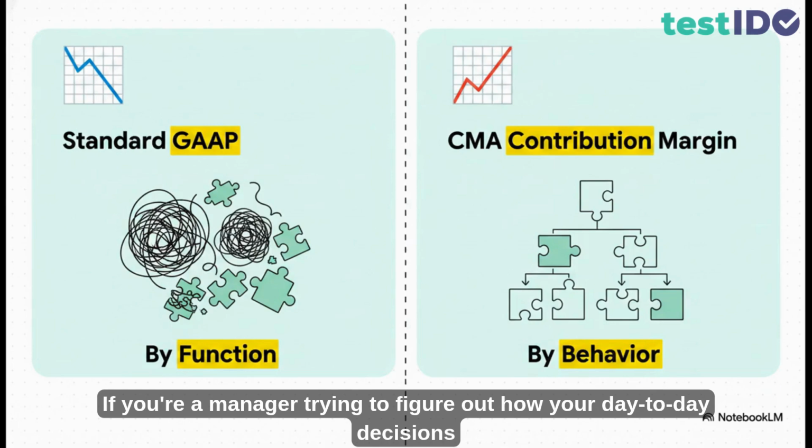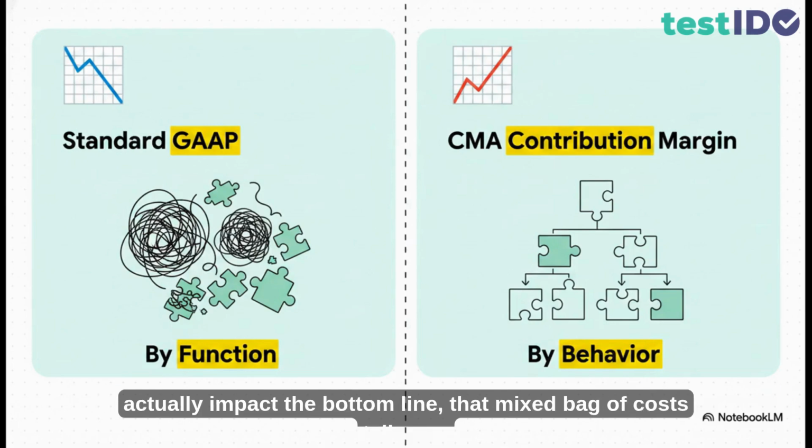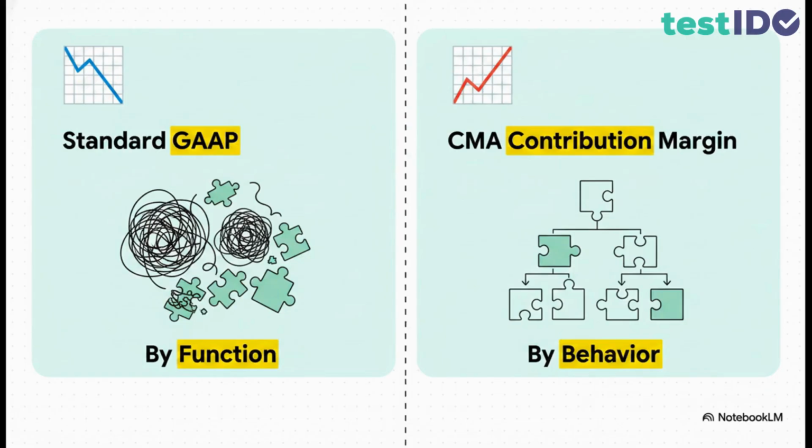If you're a manager trying to figure out how your day-to-day decisions actually impact the bottom line, that mixed bag of costs tells you absolutely nothing. Compare that to the CMA contribution margin approach. This is the gold standard. It's organized by behavior, meaning it literally draws a line in the sand separating the costs a manager can actually control from the fixed overhead decided by corporate.